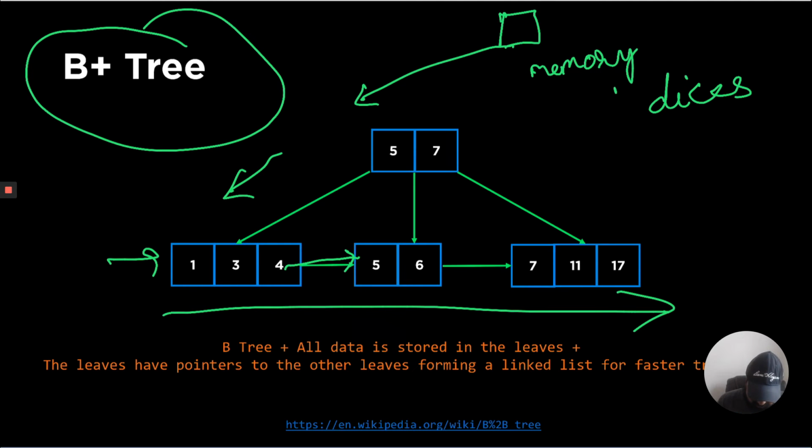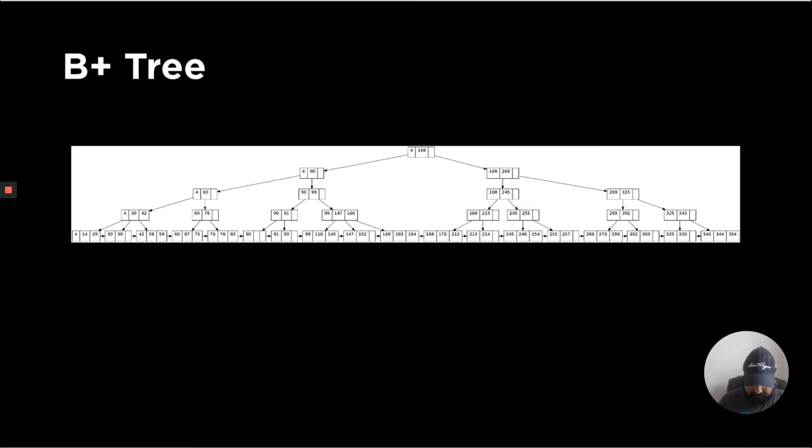So again, just to sum up, B trees store all the data that is stored in the leaves. Plus, B plus trees are basically B trees that store extra data in the leaves, and the leaves have pointers to the leaves forming a linked list for faster traversal.